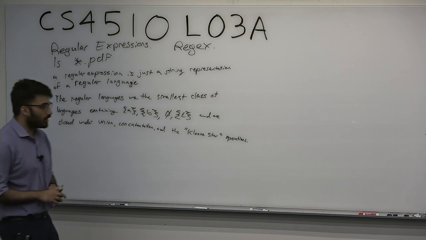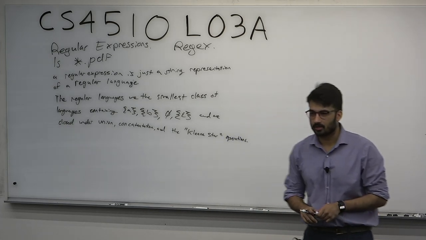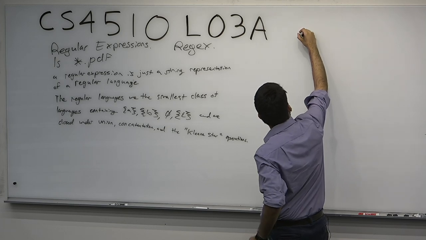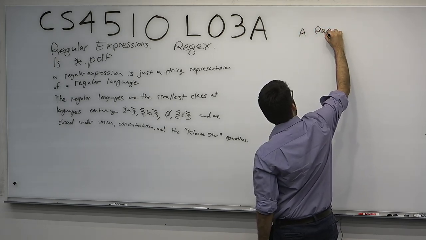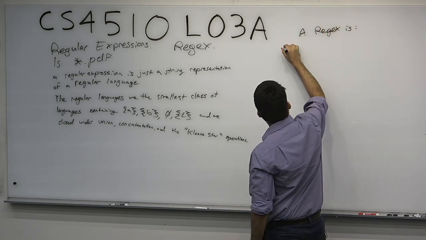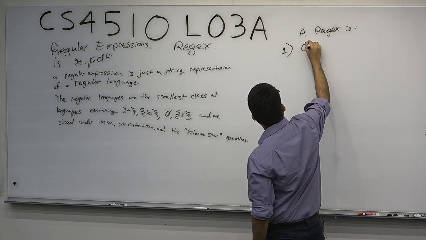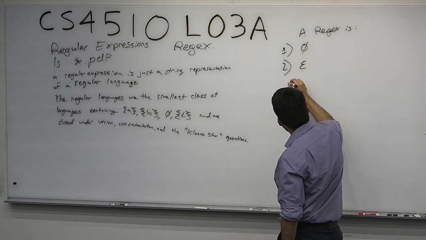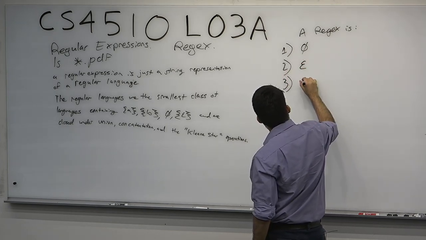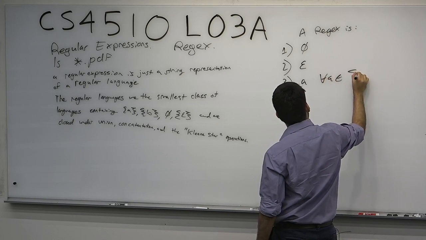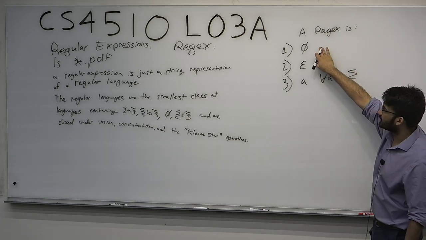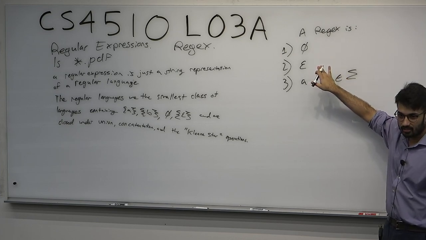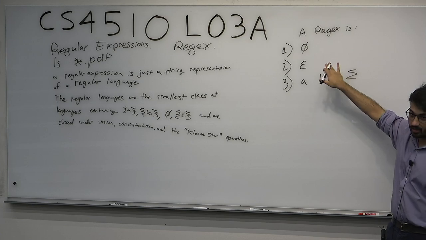So a regular expression, before we go into some examples, I'm just going to give you the definition. It's either the string of the empty set, the empty string, or a for all a in sigma. So you have a string which represents the empty set. You have a string which represents not the empty string, but actually the set containing the empty string.